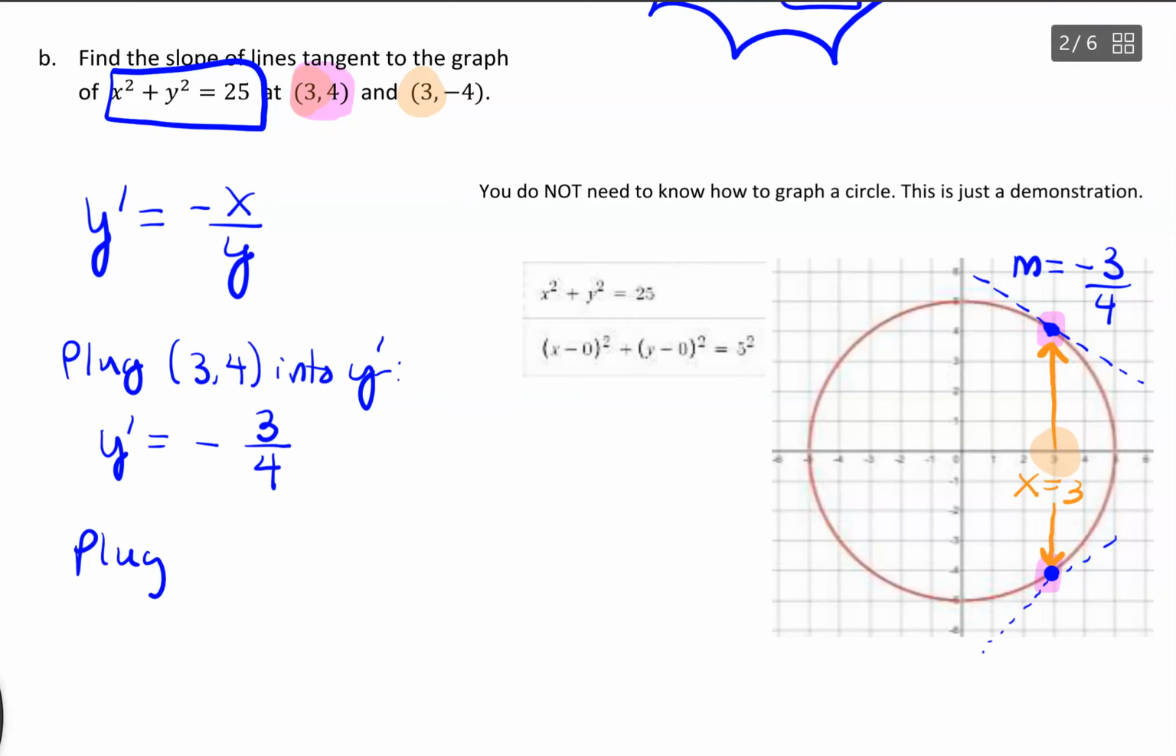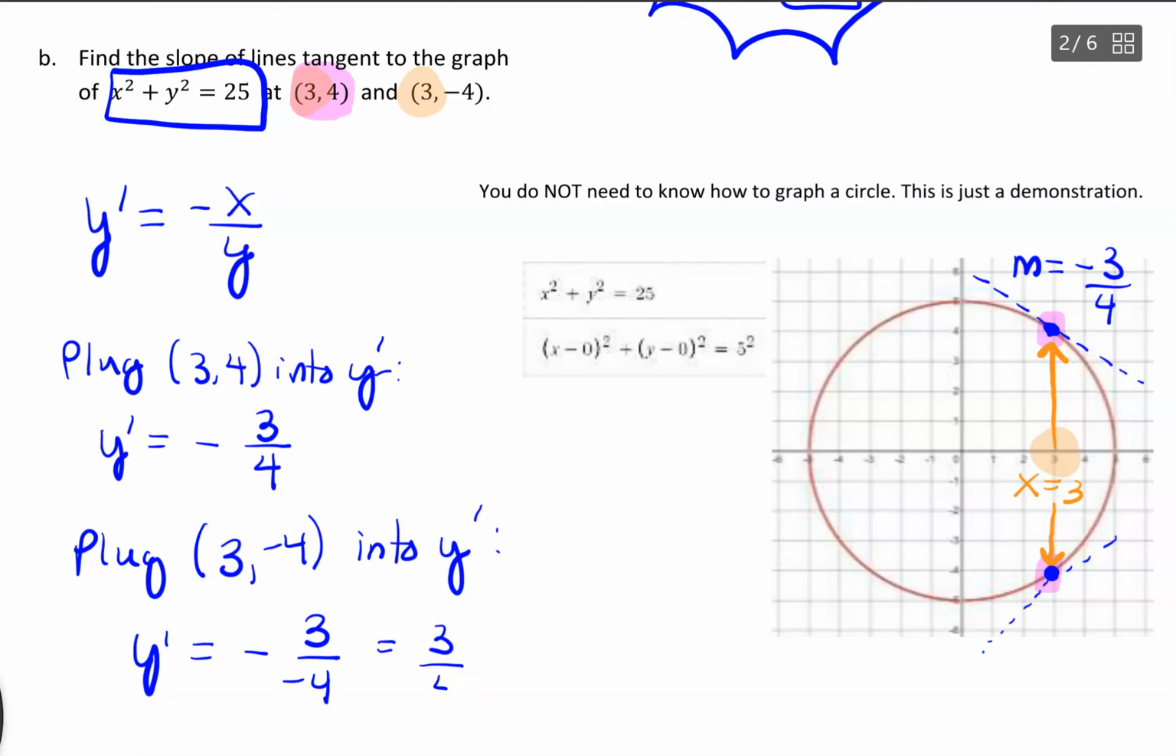So now let's plug in the same input 3, but now I'm down at negative 4. Plug that into y prime. So if we do that, then y prime would be negative x coordinate over y coordinate, and you end up with a double negative there. So the slope of this line would be 3/4. So we're working with more complicated equations now that might not necessarily be mathematical functions, so we just have to have this implicit differentiation to be able to calculate more complicated derivatives.